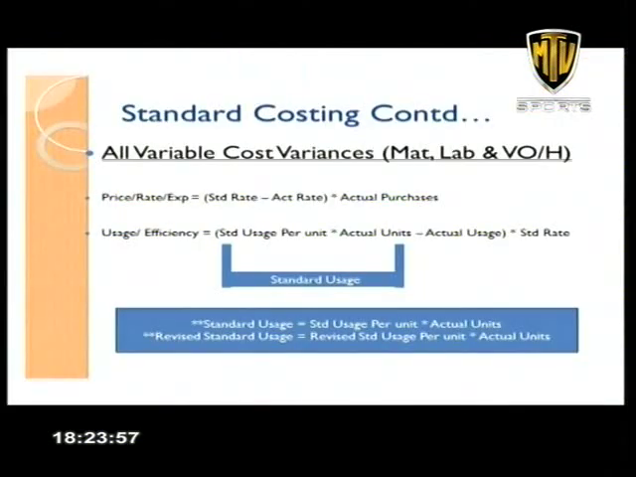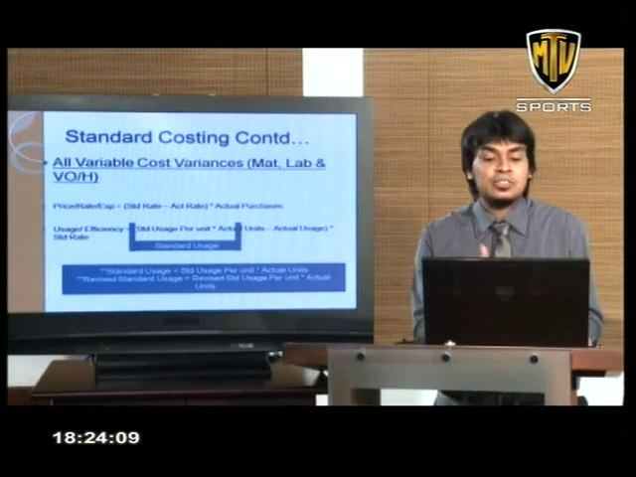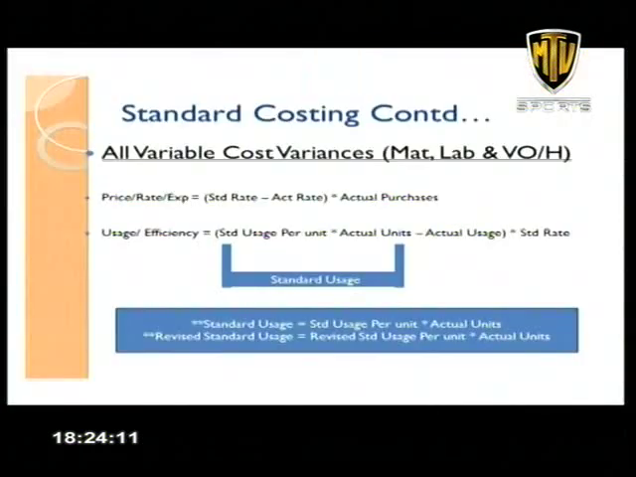Moving on to all of the variable cost variances. When I say variable cost variances, I am referring to the material variances, labor variances, as well as the variable overhead variances. So you have two main types. One thing I can categorize as price, rate or expense, that is material price, labor rate or variable overhead expenditure variance. How do you calculate it? It's the difference between standard rate and actual rate, and that is multiplied by actual purchases.